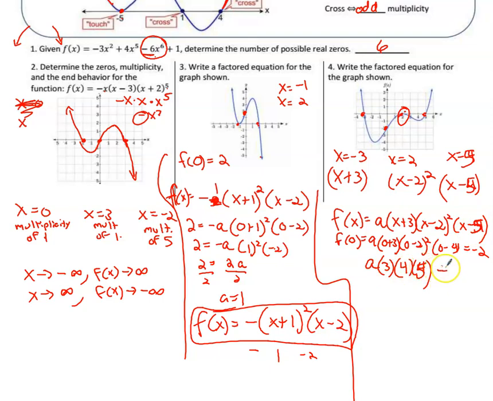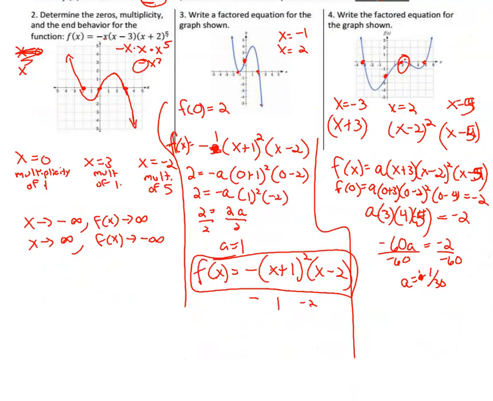So 3 times 4 times 5 has to equal negative 2. And, oh, it's a negative 5. So that is negative 60a equals negative 2. Divide by negative 60 on both sides. A is positive 1/30. So that means the coefficient in front that we didn't know for this function is 1/30: f of x equals 1/30 times x plus 3, x minus 2 squared, and then x minus 5.